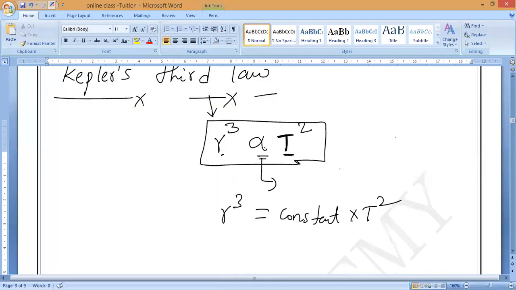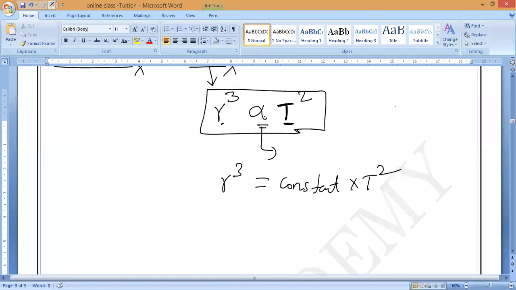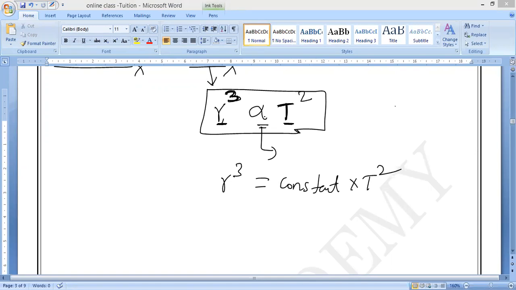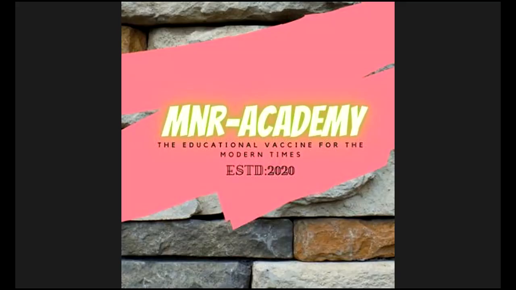So if you observe here, Kepler's third law says that the cube of the mean distance between the sun and the planet is directly proportional to the square of the time it takes to move around the sun. So R cube is directly proportional to what, guys? R cube is directly proportional to T square.